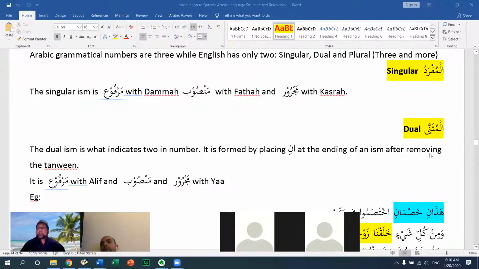And then we talk about al-musanna. Al-musanna is dual, and it becomes musanna by adding alif and noon at the ending of the word. For example, rajulun becomes rajulani, imra'atun imra'atani, darsun darsani, kitabun kitabani, qalamun qalamani, baytun baytani. It's marfu' with alif, mansoob and majroor with ya.